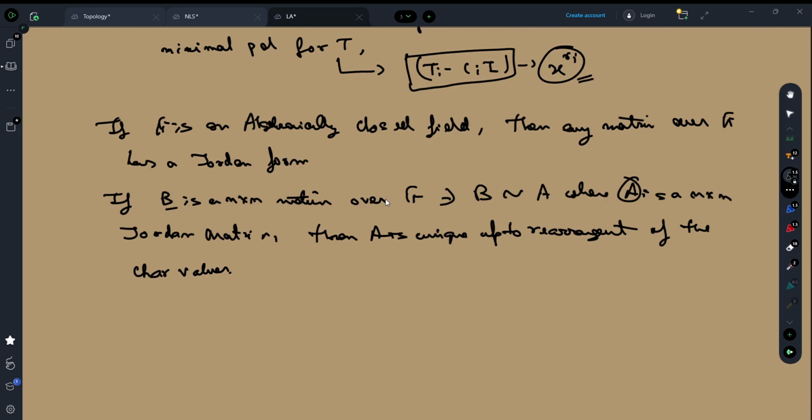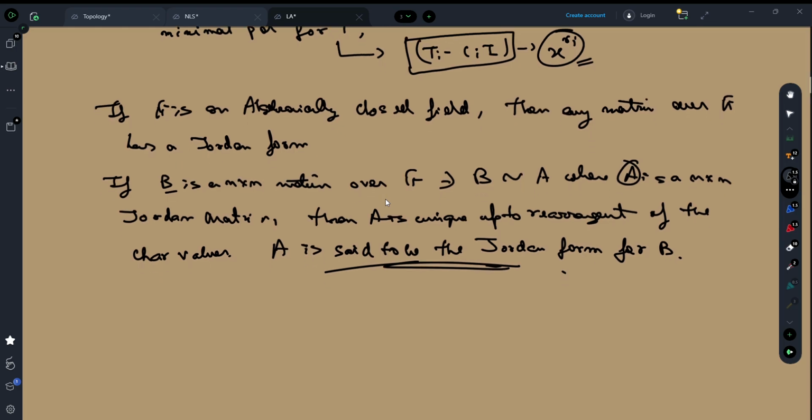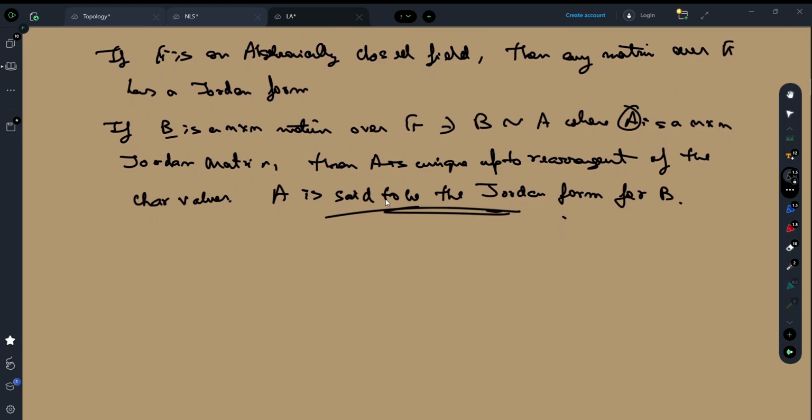And when B is similar to a Jordan matrix, we say this Jordan matrix A is said to be the Jordan form of B. Okay. Let us quickly go through a few examples and then we will end this lecture.